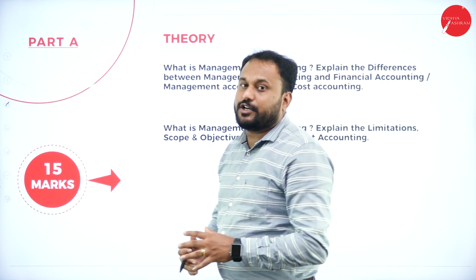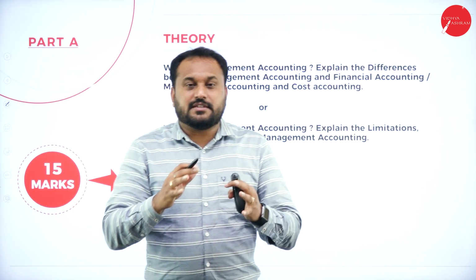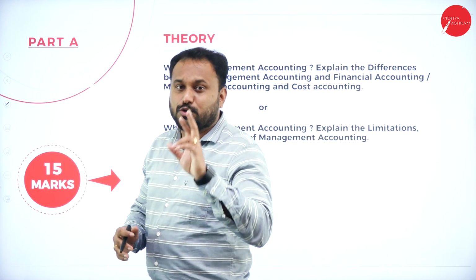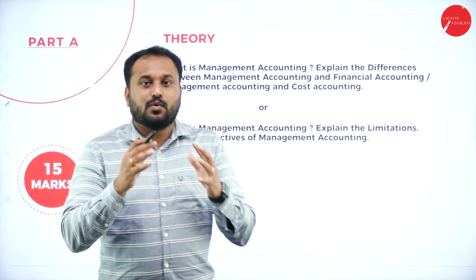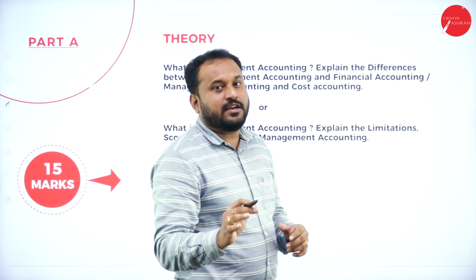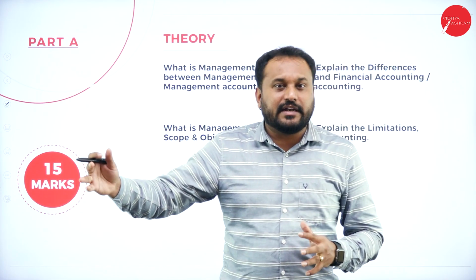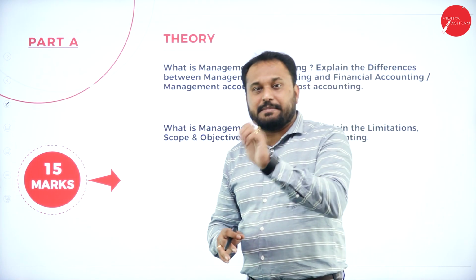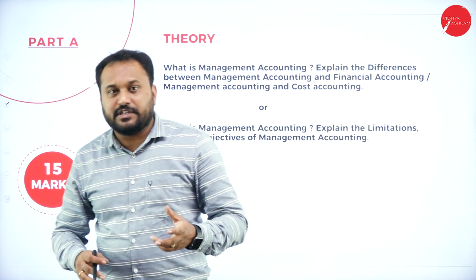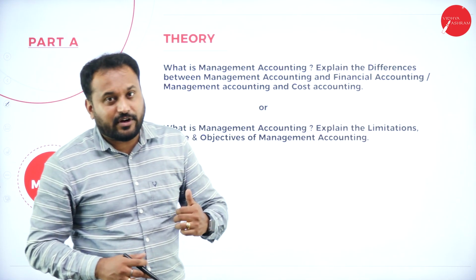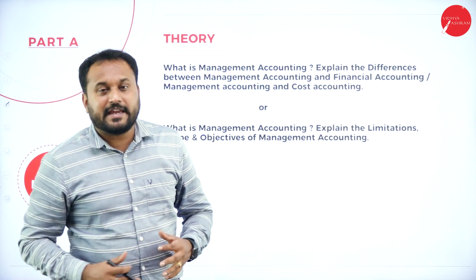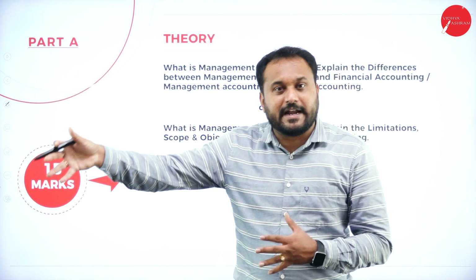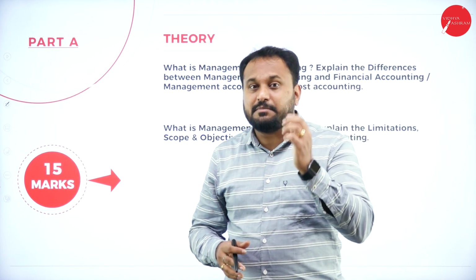When it is a theory, what usually happens is, when you get a first question from the first chapter, what exactly would the question be? There are two probabilities of getting a question. What is management accounting is the first question. With that, a continuity is there. That is, explain the differences between cost accounting and management accounting. Or you may get a question, explain the difference between financial accounting and management accounting. Or you may get a question saying explain the objectives and the scope of management accounting. So it's a 15 marks question.